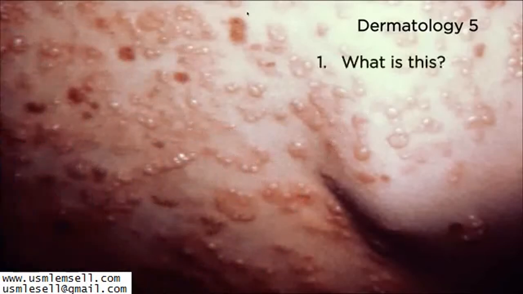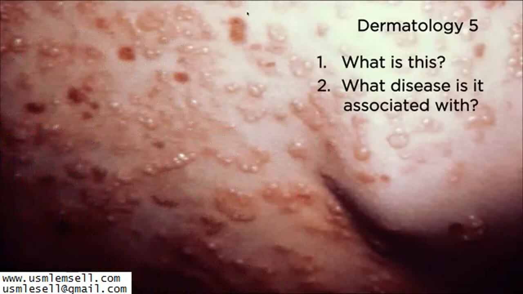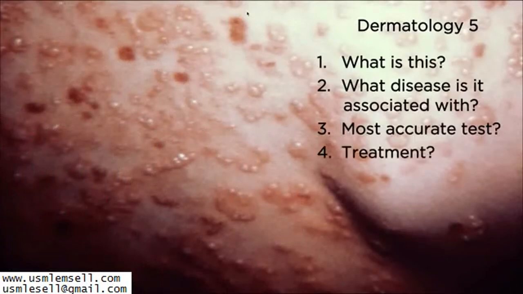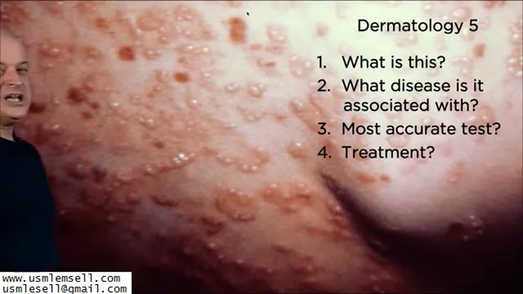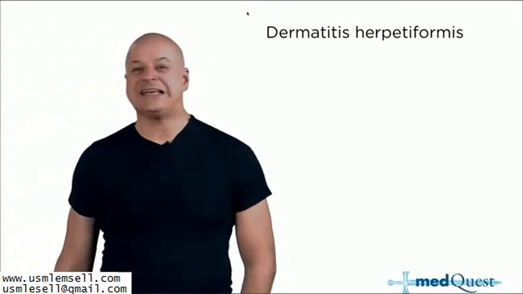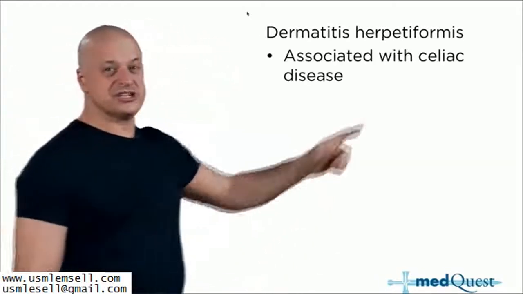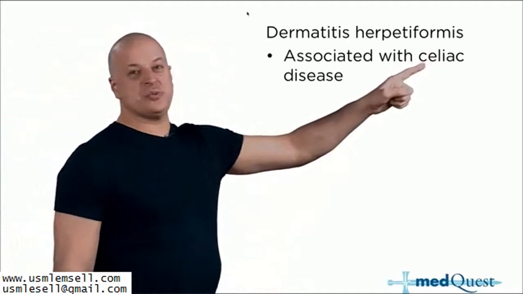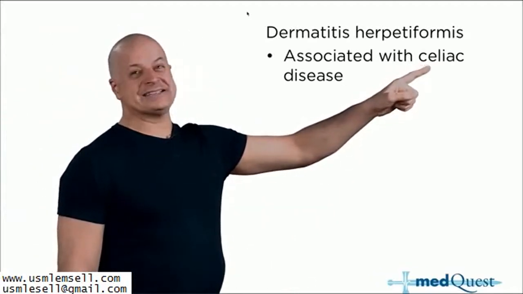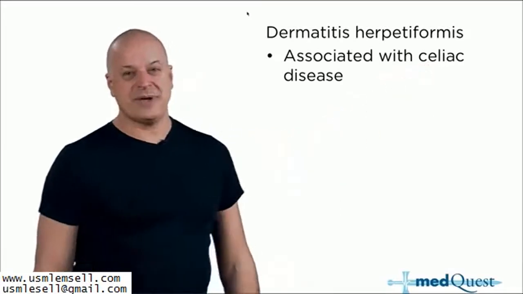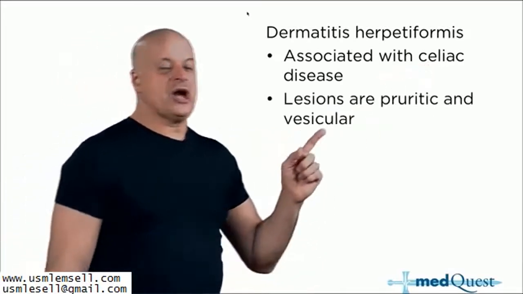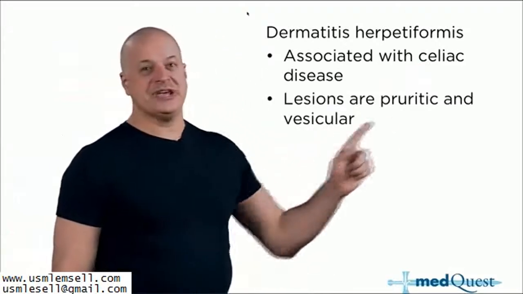This is a very hard one to be able to say, what is this and what disease is associated with it? This is an epiphenomenon of another disease. This looks like it's herpes. It looks like it's herpes, but it's not herpes. It's dermatitis herpetiformis and it's associated with celiac disease, gluten-sensitive enteropathy. It's associated with IgA attacking the skin, with IgA attacking your duodenum and bowel. Dermatitis herpetiformis has vesicular, fluid-filled, itchy lesions.